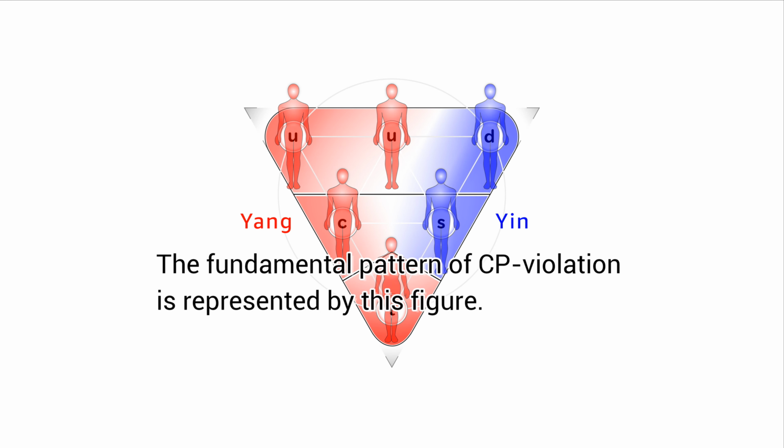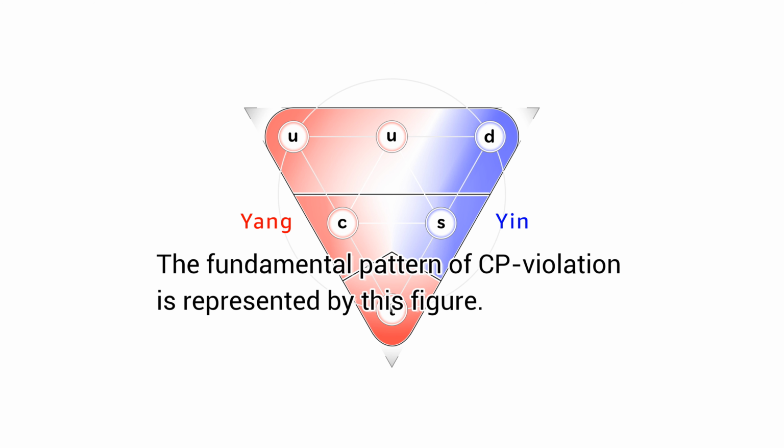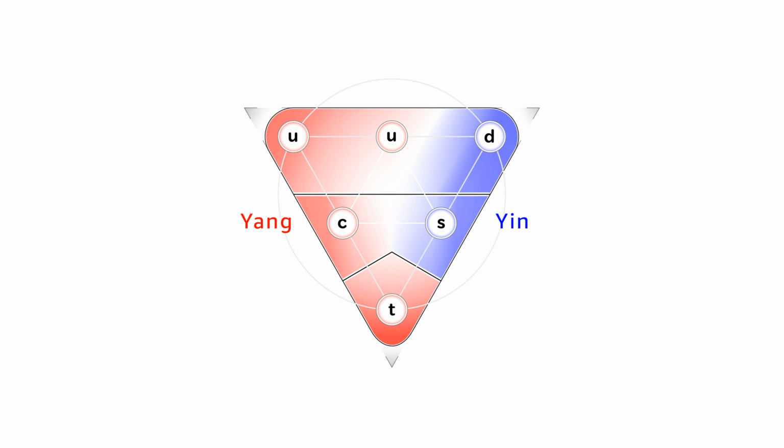The fundamental pattern of CP violation is represented by this figure. That is, in this figure, positively charged quarks dominate negatively charged quarks. It represents the archetypical pattern of CP violation.